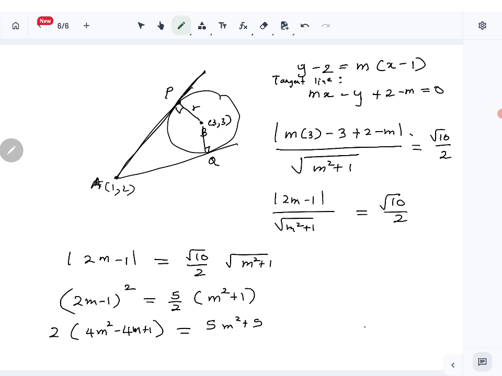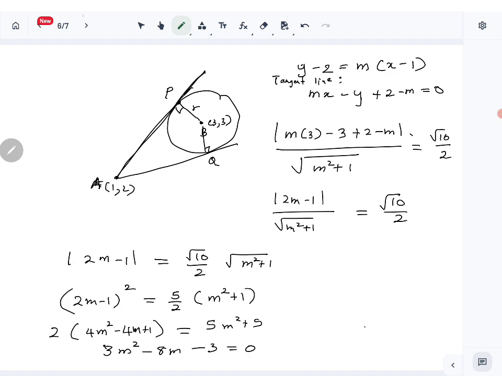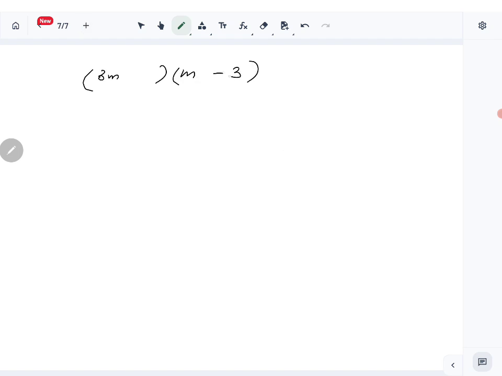8m², so 5m² comes to this side: 3m² − 8m − 3 = 0. So now factor that: 3m, m; you want minus 3, and minus 8, so minus 3 and plus 1, right. So then m equals 3, or m equals minus 1/3. So these two tangents are perpendicular also, because when you multiply the two gradients, you get minus 1. One is the negative reciprocal of the other.